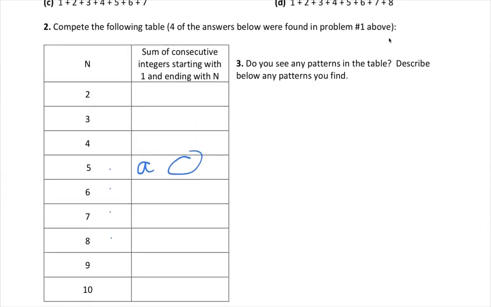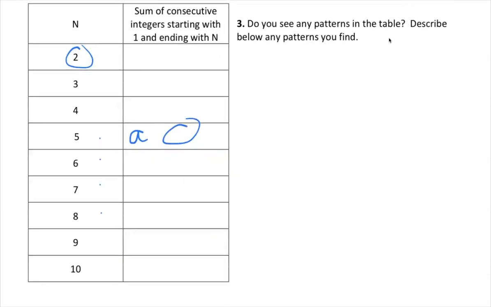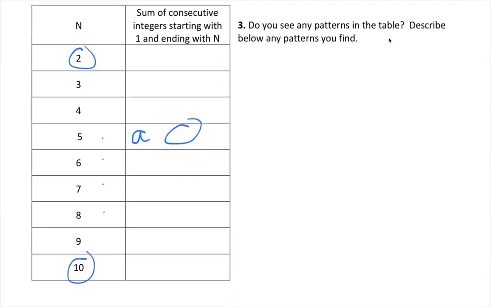So for this one, like 2, you're just adding 1 plus 2, right? So you're always starting with 1 and then ending with whatever number is listed, right? And 10, 1 plus 2 plus all the way up to 10. Put that answer there, okay? And then check out your result.